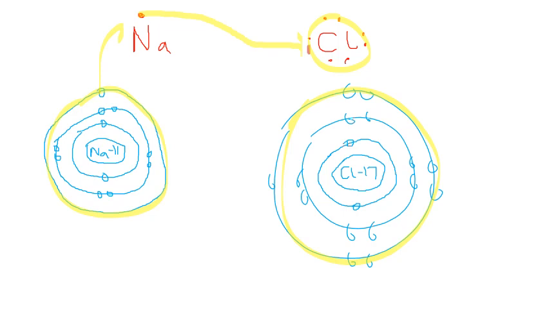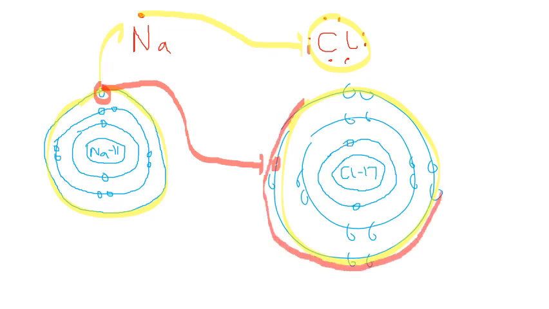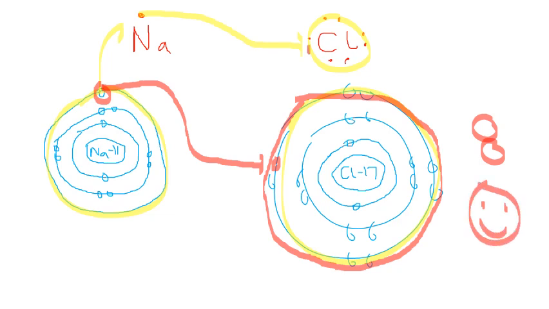So if this electron right over here leaves and goes right there, it does 2 things. Now, chlorine is very happy because now its outer energy level has how many valence electrons? 8. And that's great. It's very happy because it's like a noble gas now. But what does that do for sodium? For sodium, it does the same thing.